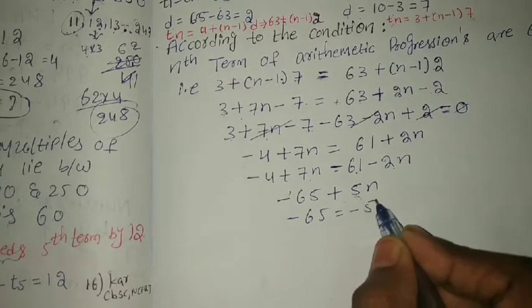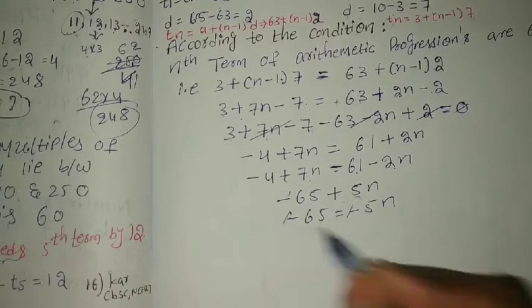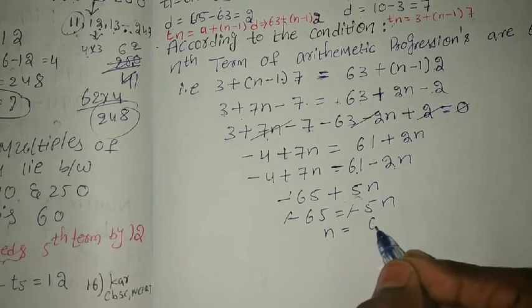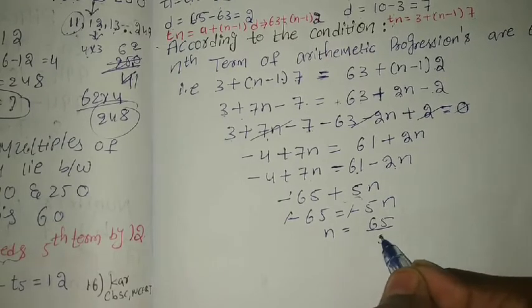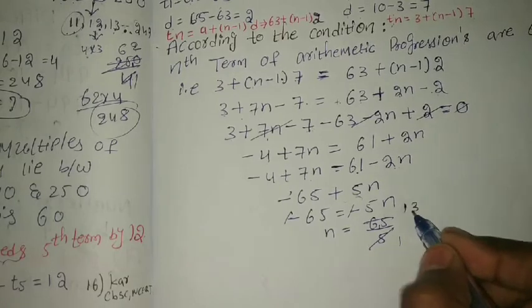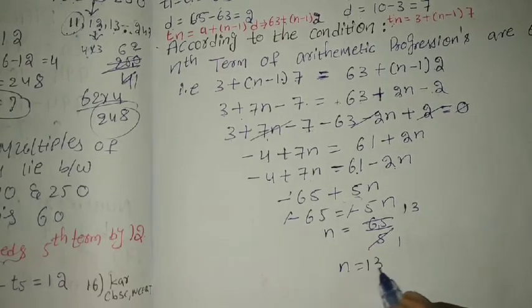So minus 65 is equal to minus 5n. See here, minus minus get cancelled. Okay, what we need? n we need. n is equal to 65 divided by 5. 5 ones are 5, remaining 1, 5 threes are 15. Therefore, n is equal to 13.